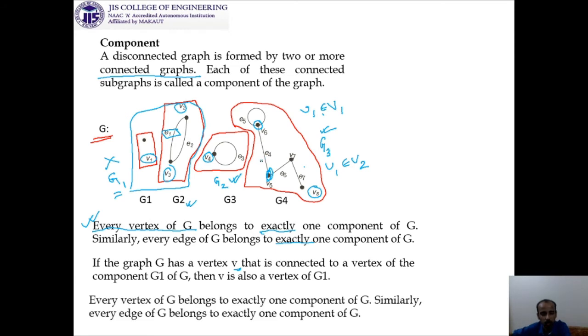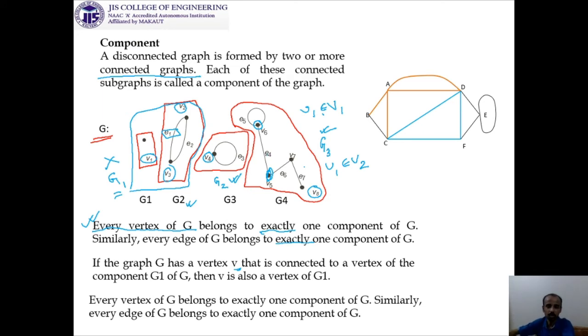So the next property related to this one is that every vertex of G belongs to exactly one component of G. Because of this, it will be obvious. Similarly, every edge of G belongs to exactly one component of G. This comes from this one. Next, we can get a question. We have this as our graph. We are now considering this one. Then how many components are there in this graph?